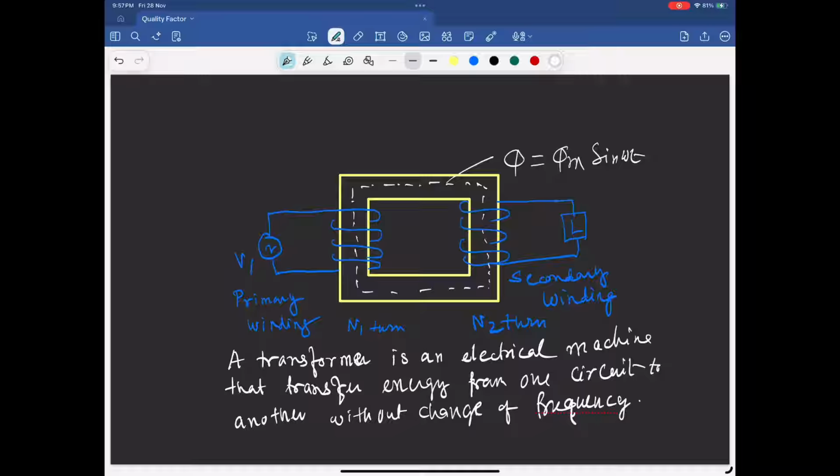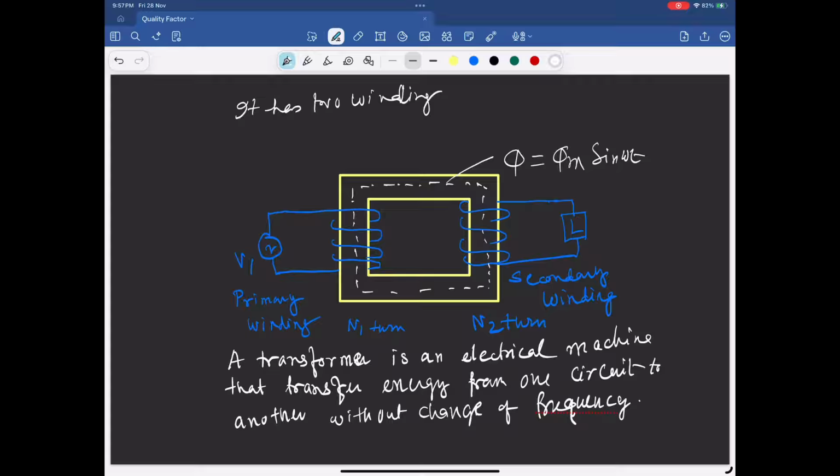So a transformer is an electrical machine that transfers energy from one circuit to another circuit without change of frequency. If the primary source frequency is F, then the secondary frequency is also F.